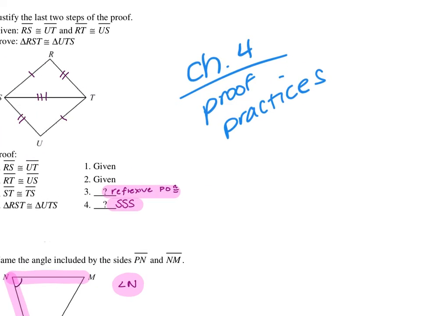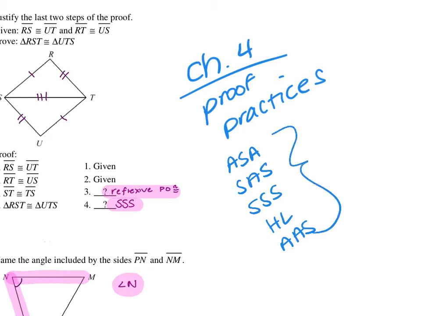So remember that there's angle, side, angle, side, angle, side, side, side, side, hypotenuse, leg, and angle, angle, side. Those are the 5 ways to prove triangles are congruent, okay? Your proof will involve one of those. I'm telling you right now, you've got to know them, okay? And then we also went one step further and said if the triangles are congruent, then all their parts are congruent. What's that called?